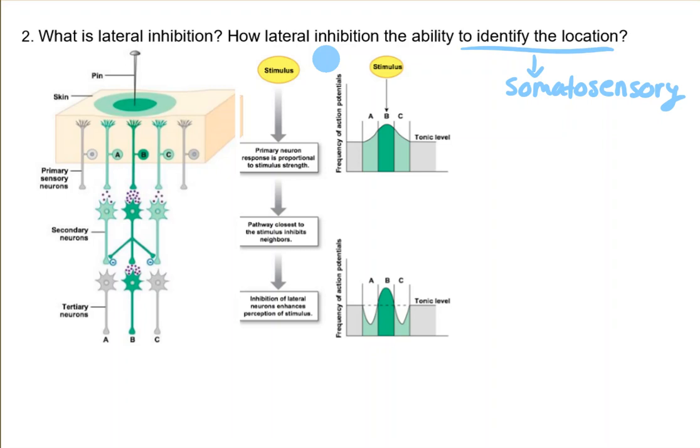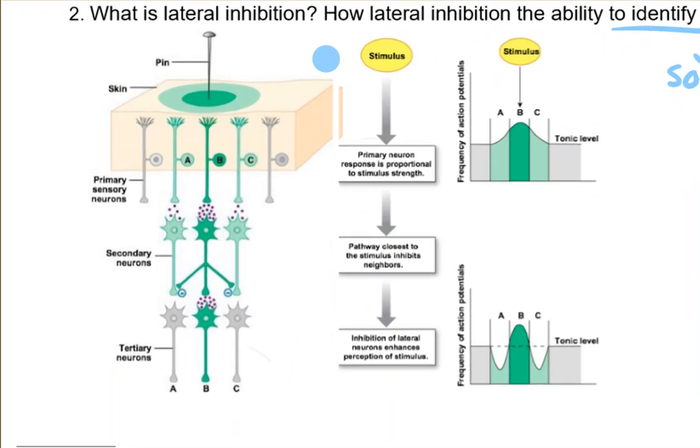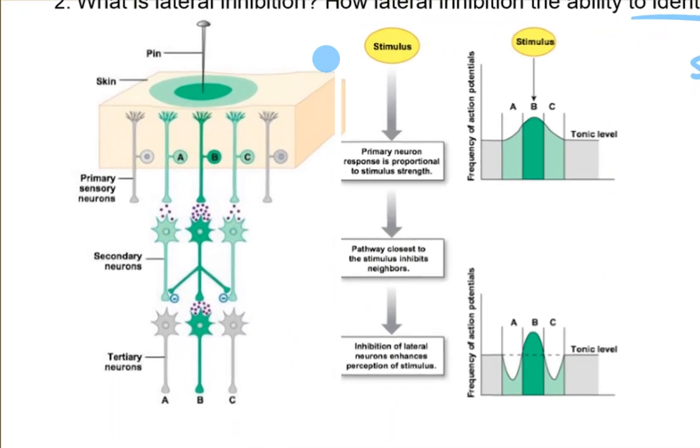And this is directly from the lecture. So like you see in this picture to the left, you see that the pin is pushing down on this area of the skin and that the inner dark green circle is being highlighted because that is the most directly stimulated area of the skin from the stimulus. So we can see that the neuron that is most directly under that skin is the one that has the highest firing rate. Like you can see it's releasing more neurotransmitter here. And the secondary neuron will then also release a lot of neurotransmitter.